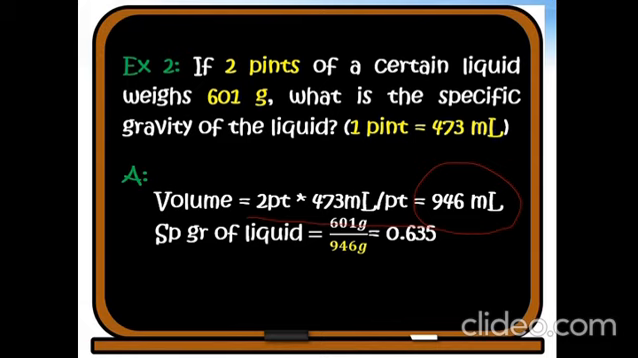on the top, the weight of this certain liquid divided by the weight of the same volume of water. Here the milliliter is volume, and here the weight is in grams, because I skipped one step. The density of water is always 1 gram per ml, right? So the weight of 2 pints of water is 946 grams. And you calculate the ratio. That is 0.635. Specific gravity does not have a unit. So that is the answer.